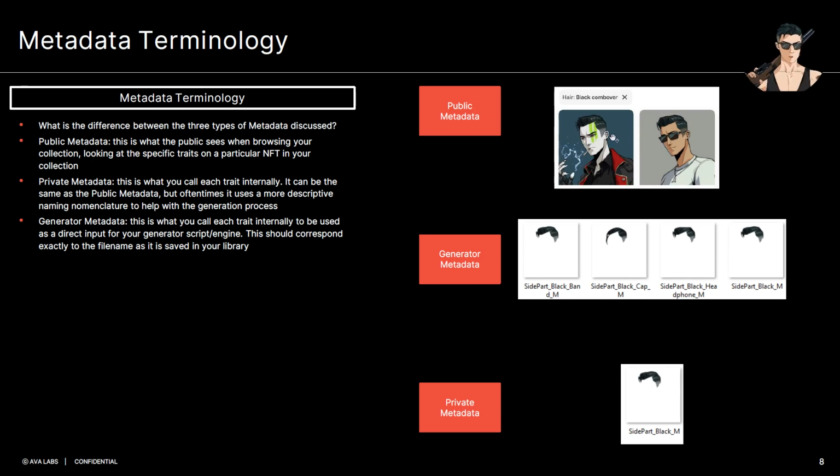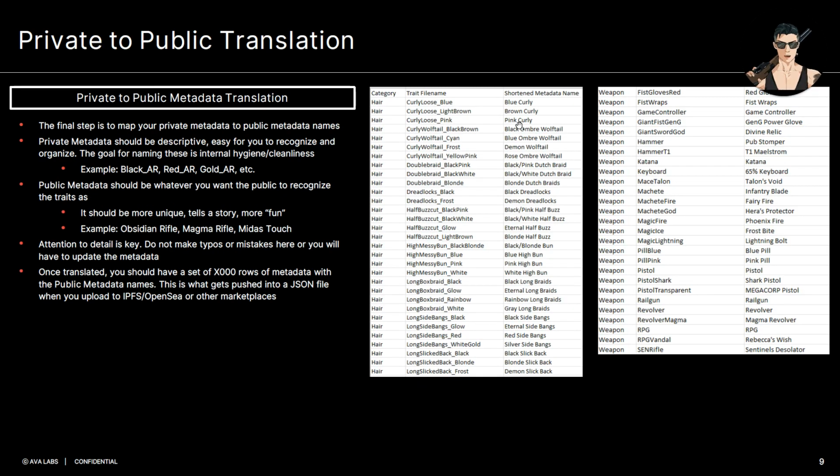And then here, if you look above, this is the public metadata. It's not called anything like side part underscore black underscore cap underscore M. That would be a mouthful. This is where you want it to be more fun, a little less descriptive and more casual. So here we just have it called black comb over, and that's what everyone else will see. But you can see here that all three are actually referring to the same trait or the same asset.